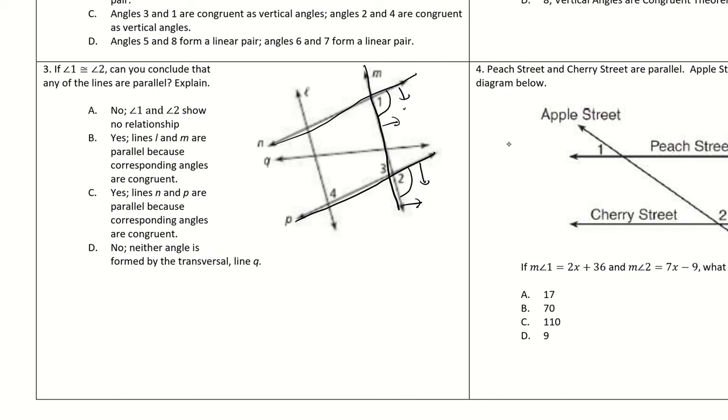So let's take a look. A, it says no, angle one and two show no relationship. That's not true. Yes, lines L and M are parallel. No, we're looking at N and P. So yes, N and P are parallel because the corresponding angles are congruent. Yes, that's what we're looking for. All right.